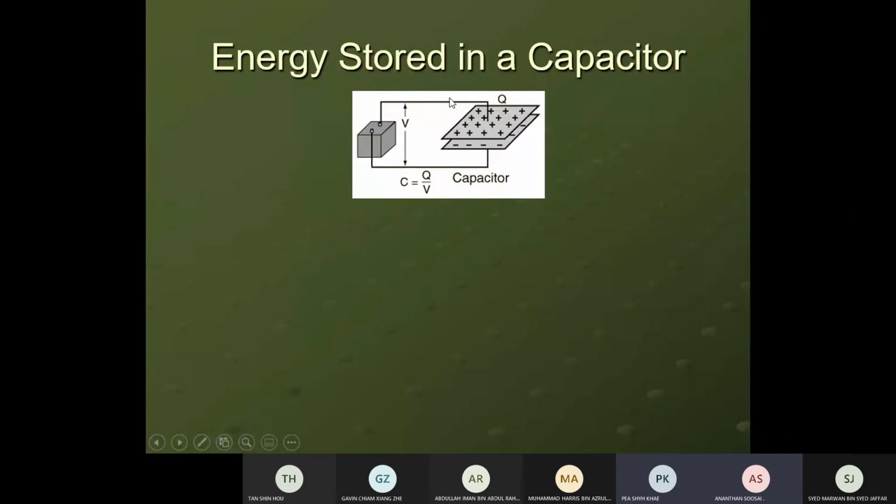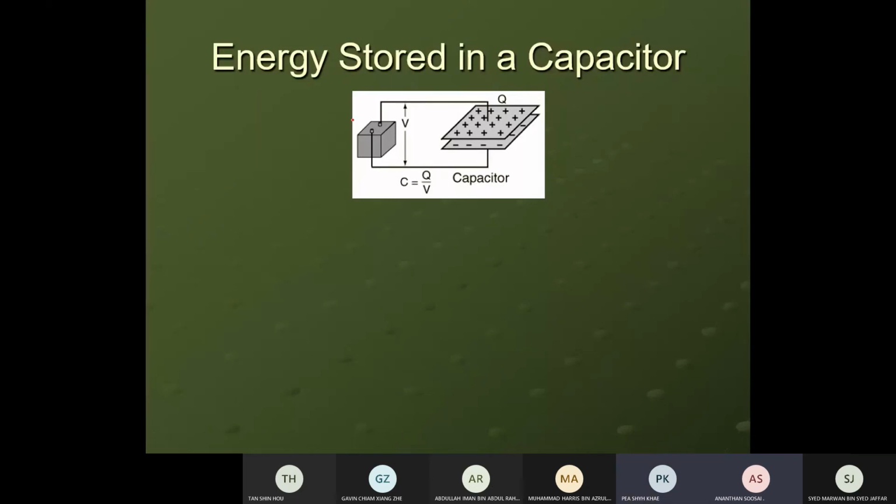So when a charge flows and charge is separated, energy is stored in the capacitor. How is energy stored in the capacitor? You need to include this in your notes. This is not in your notes, but I tell you: what causes energy to be stored in the capacitor? By doing work to separate the charges. Doing work to separate the charges is stored as energy in the capacitor.